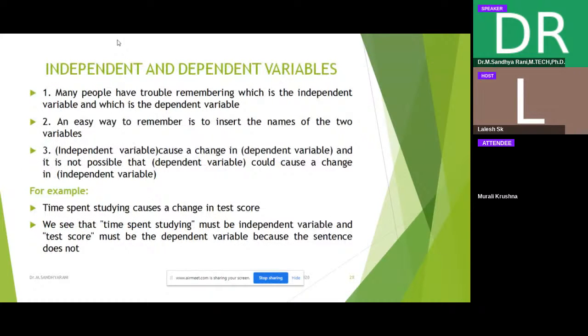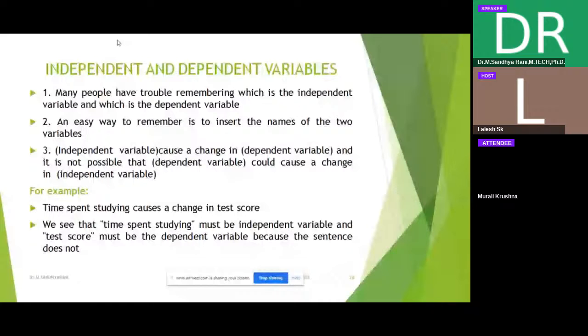Whenever we are writing a sentence, just try to find out which one is the dependent variable and which one is the independent variable. For example, we can say time spent studying causes a change in the test score. This is the example we consider here. Over here, time spent studying is an independent variable, but test score is a dependent variable. Why? Because my test score may be higher if the time spent studying is higher. So whenever we are making a hypothesis, please try to find out which one is the dependent and which one is the independent variable.